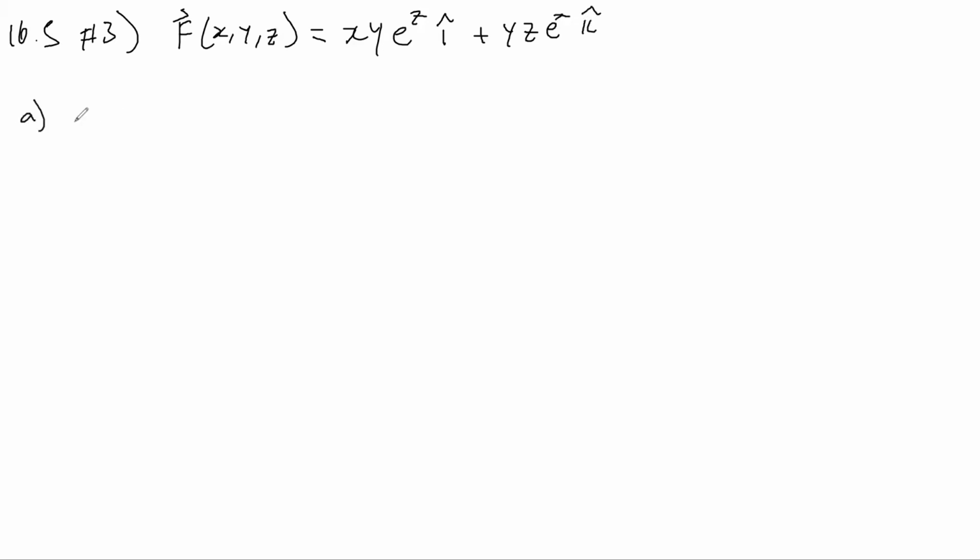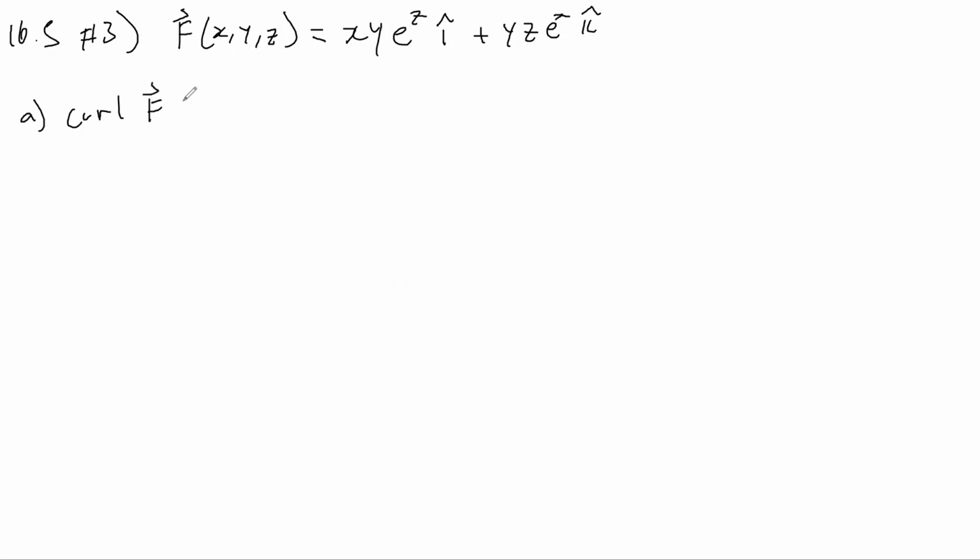16.5, number 3. It gives us the force vector F of x, y, z equal to xy e to the power of z i hat plus yz e to the x k hat. For part A, it tells us to find the curl of F.